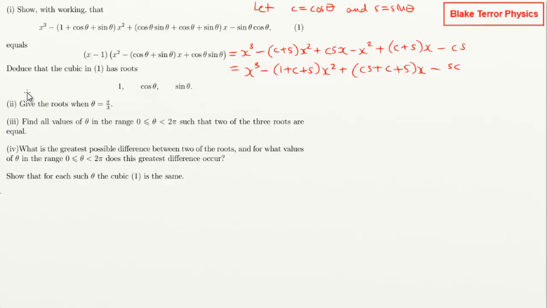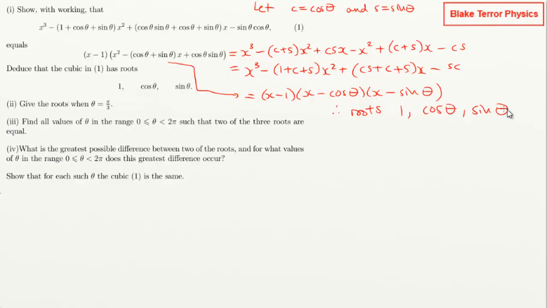Deduce that the cubic in 1 has those roots. They've given us that root for the 1, so I just need to factorise again. So I can factorise this bit and say that is equal to x minus 1. Well, they've told us what it's going to be. It's going to be x minus cos theta, and x minus sine theta. You can see that's what it comes out as if you expand it, so that's fine. So therefore, the roots are 1, cos theta, sine theta. Right, that was a pretty easy starter.